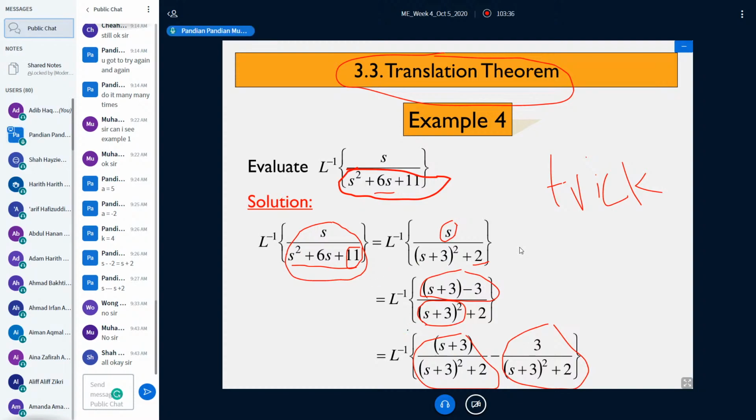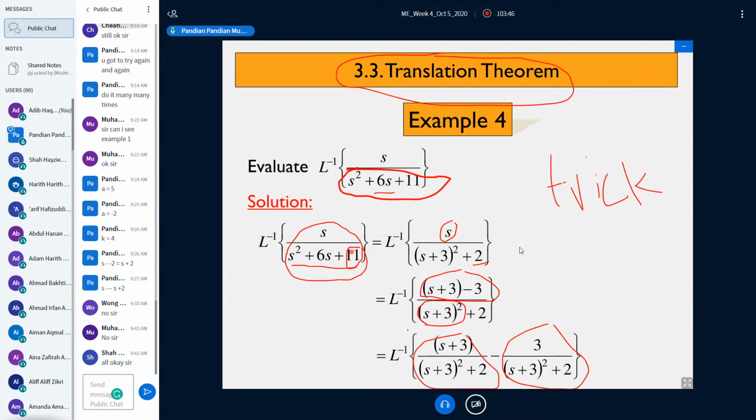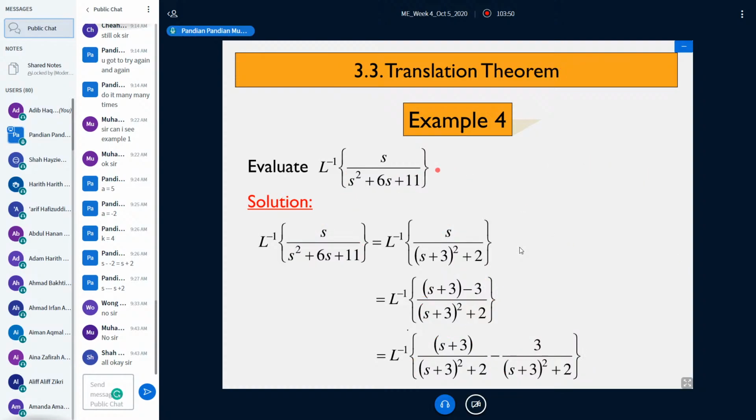So you are not using partial fraction. Remember, in this case, no partial fraction is involved at all. The reason is this one is difficult to factorize. This is not factorization. This is called completing the square.